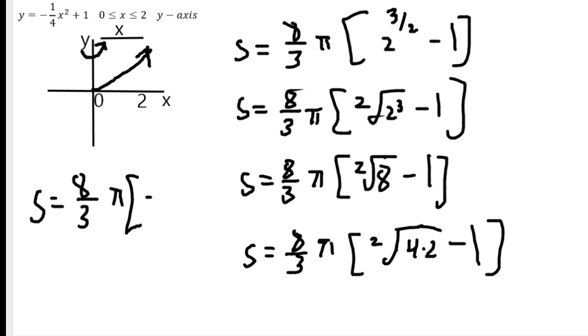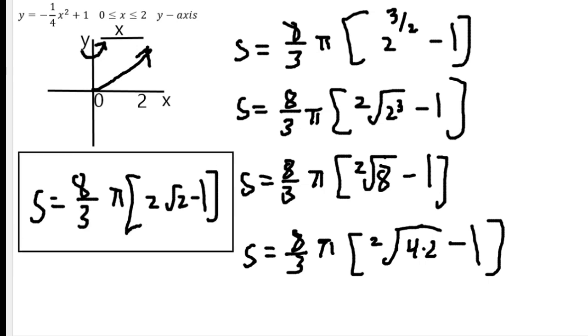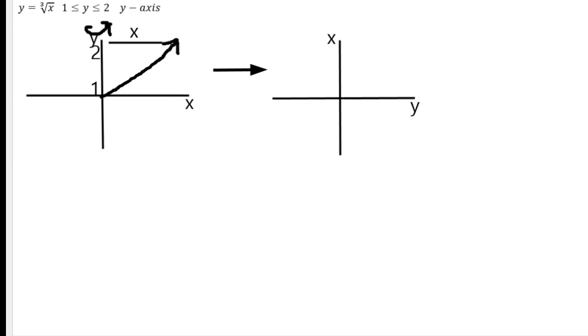So we got 2 root 2 minus 1. Okay, I think we will leave it as this. So this is the surface area. Now let's try this one.